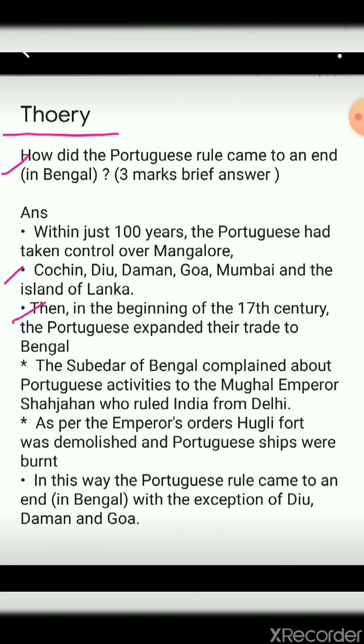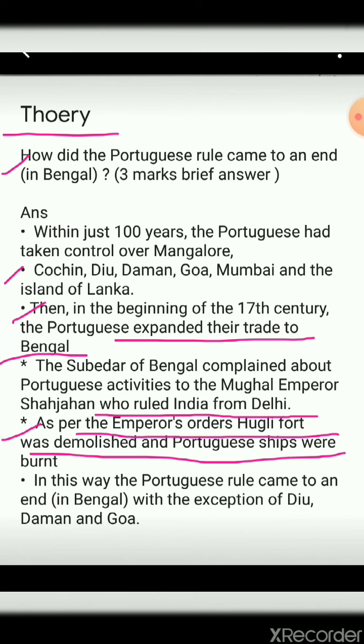Then, in the beginning of the 17th century, the Portuguese expanded their trade in Bengal. Then, the Subedar of Bengal complained about Portugal's activity to the Mughal Emperor Shah Jahan, who ruled India from Delhi. As per the emperor's order, Hooghly fort was demolished and Portuguese ships were burnt. In this way, the Portuguese rule came to an end in Bengal, with the exception of Diu, Daman and Goa, which remained in the control of the Portuguese.